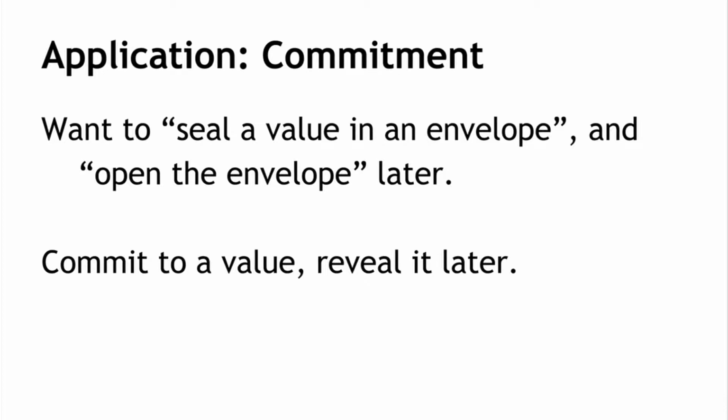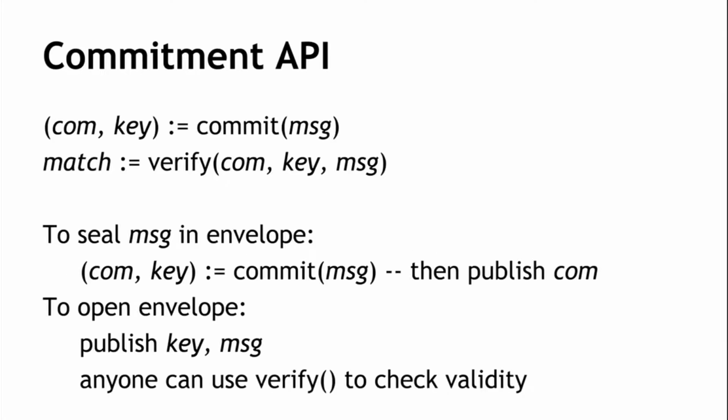We want to do that in a digital sense. So to be more specific about what is the API that we're going to provide here, the commitment API looks like this, that there are two things you can do. First, you can commit to a message, and that's going to return two values, a commitment and a key. Think of the commitment as the envelope that you're going to put on the table, and the key as a secret key for unlocking the envelope.